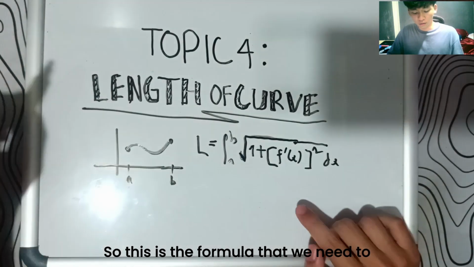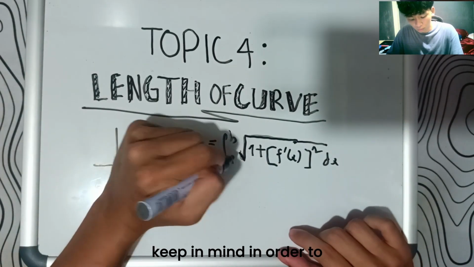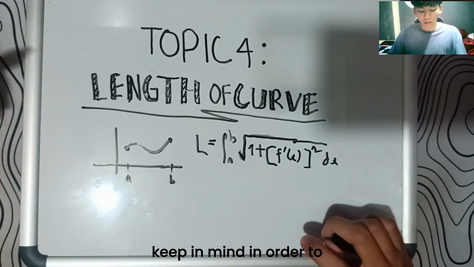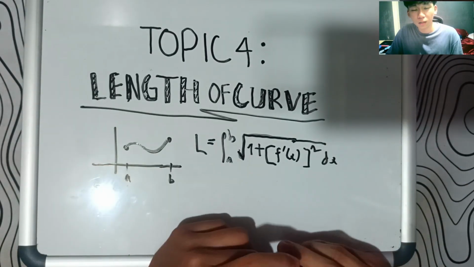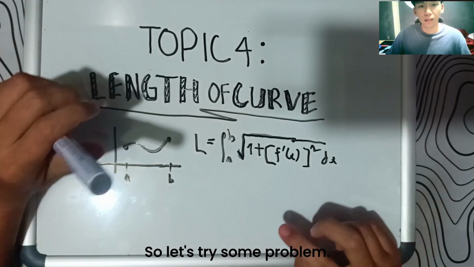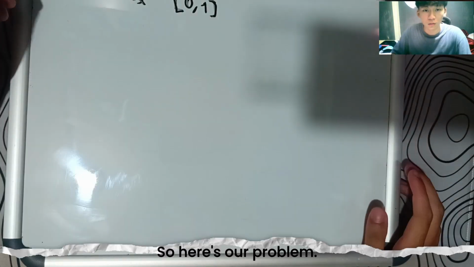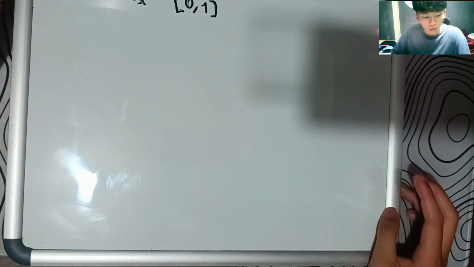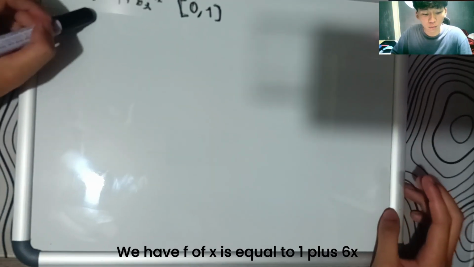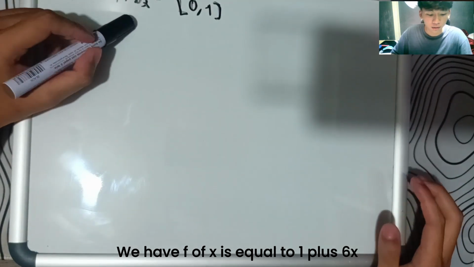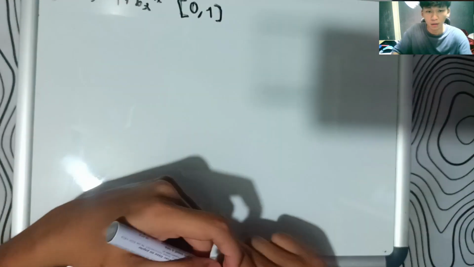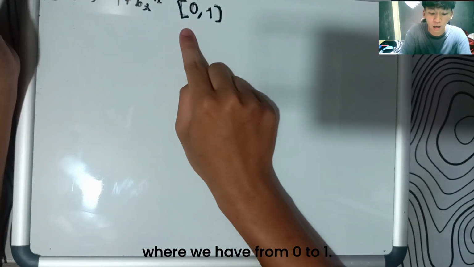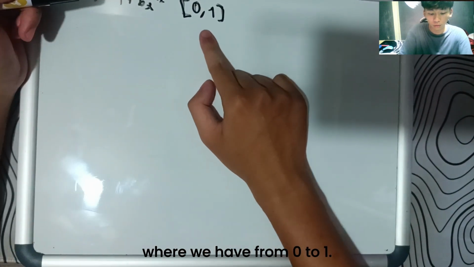So this is the formula that we need to keep in mind in order to find the length of a curve. So let's try some problem. Here's our problem. We have f of x is equal to 1 plus 6x raised to 3 halves, where we have from 0 to 1.